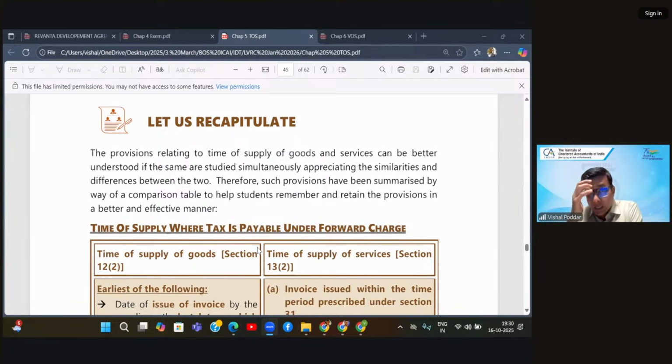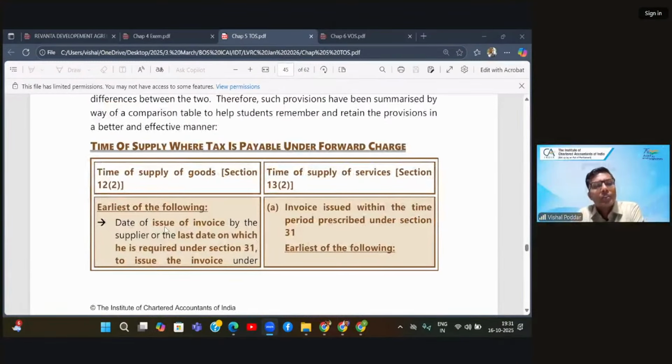So basically, the time of supply is the provision for determining the month in which the GST liability on that particular supply triggers or has to be discharged. That is the simple meaning of the term time of supply. Now we have two sections determining time of supply, 12 and 13. Section 12 is for supply of goods, 13 for supply of services.